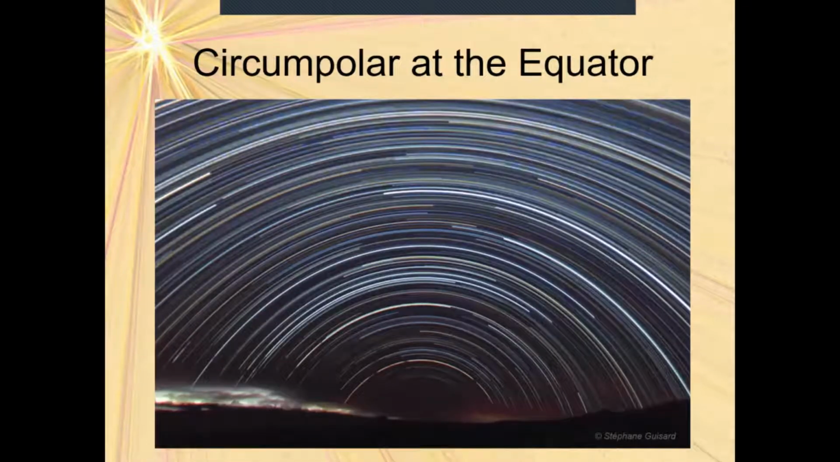Now, if you're standing at the equator, when you look for Polaris, you might not be able to see it because Polaris is going to be right on the horizon. So the stars that are moving around it, they all set. This is kind of interesting because at the equator, none of the stars are circumpolar.